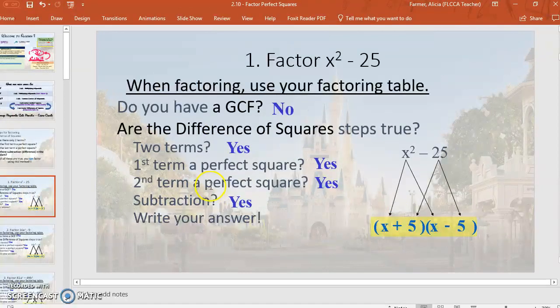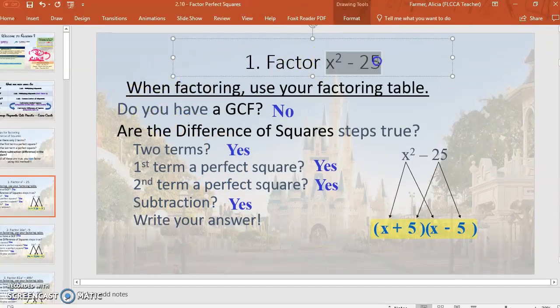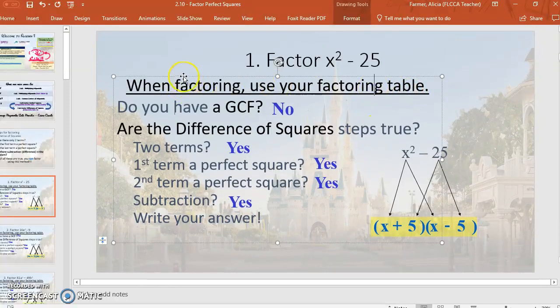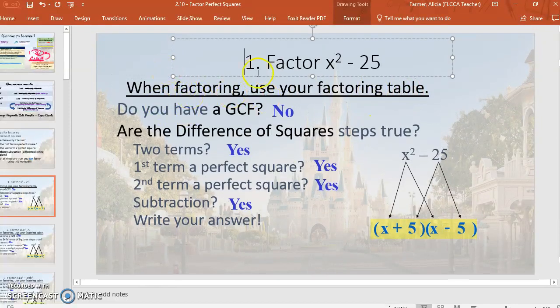So let's look at an example. Right here, I told you to factor x squared minus 25. Please ignore this factoring table thing. I have no idea why that's in there. So first thing you have to ask yourself is, do you have a GCF, which is greatest common factor, which is what we did yesterday? Because sometimes you need to take out the GCF in order to get a perfect square. So there's no GCF. There's no number that I can divide into both of these. There's no variable I can divide out.